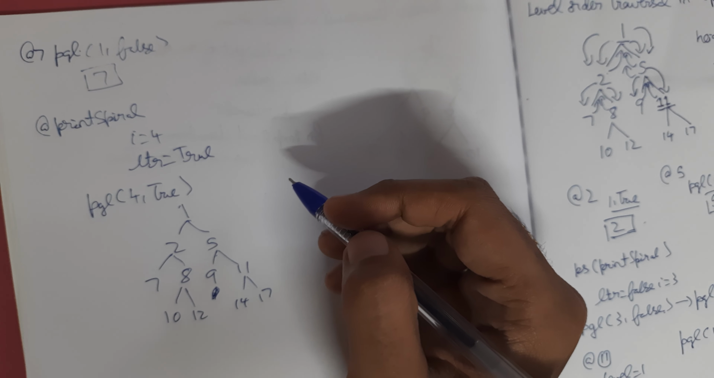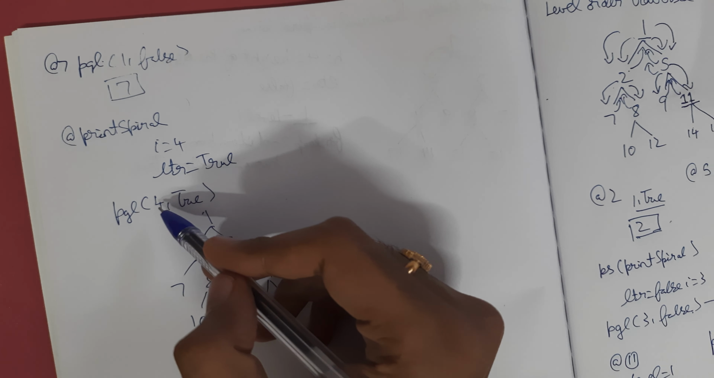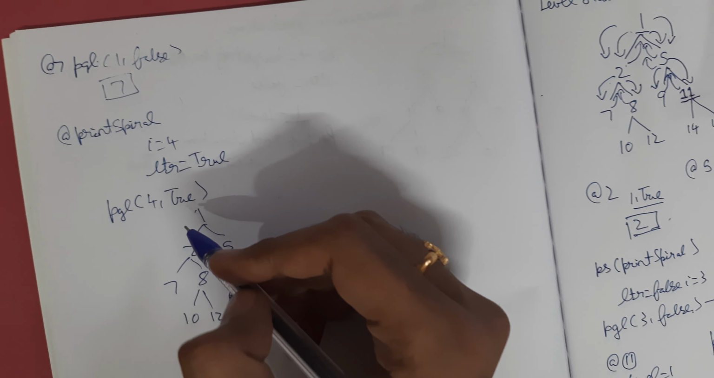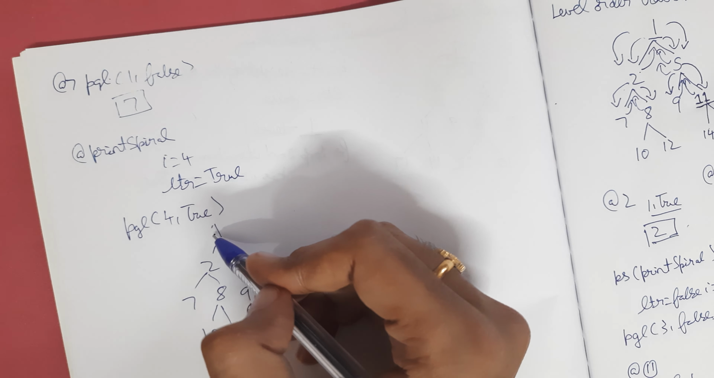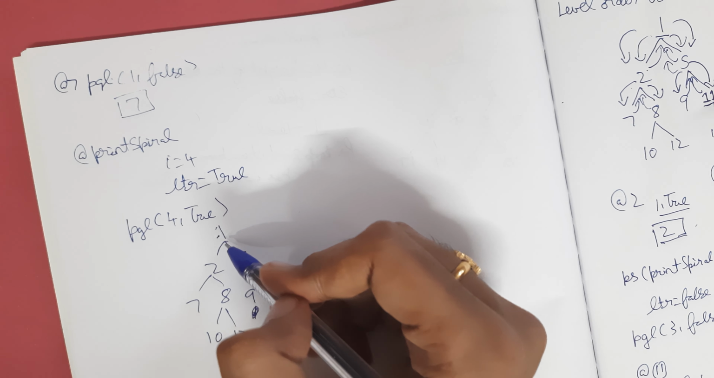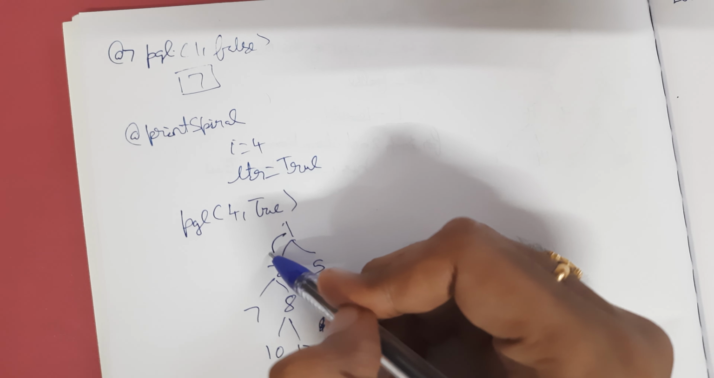So at the print given level function, the value that's passed to LTR is true and the level value is 4. So now we have the control over here, and since the LTR value is true, the control automatically passes to the left subtree of 2.